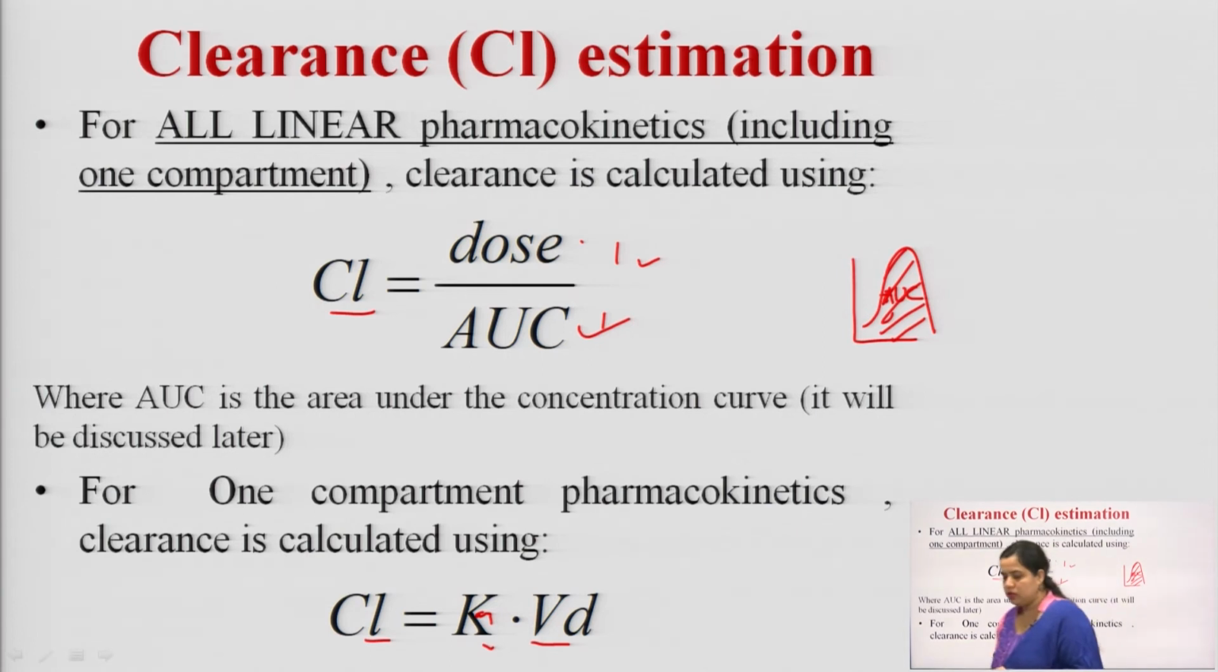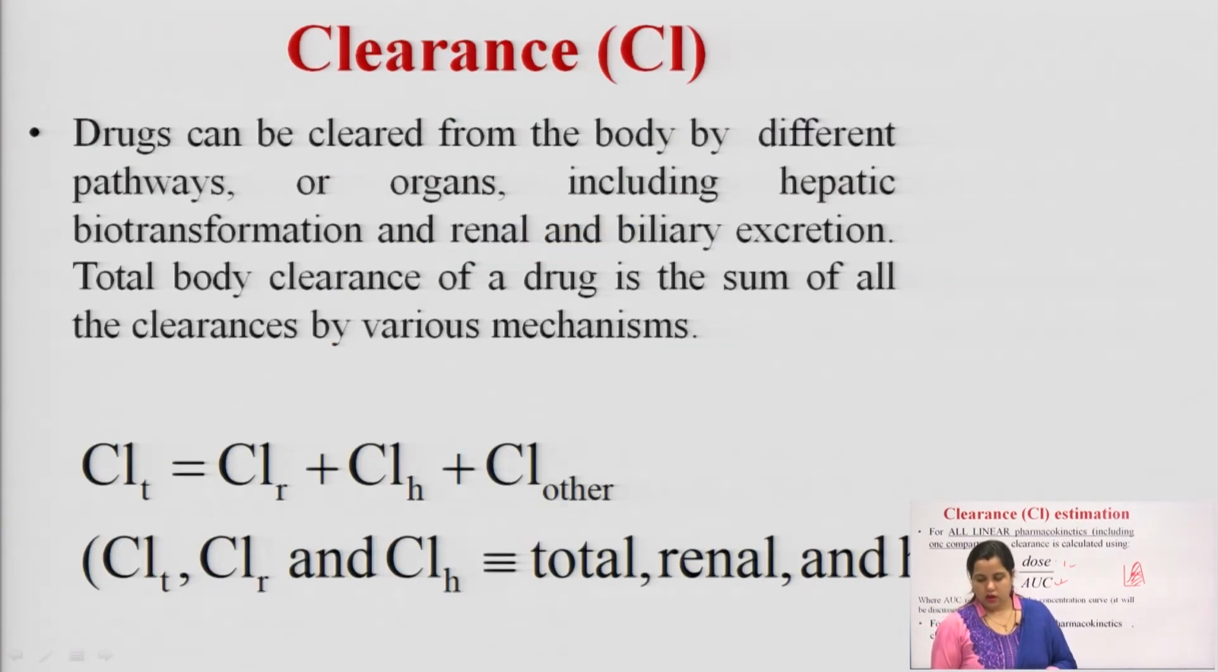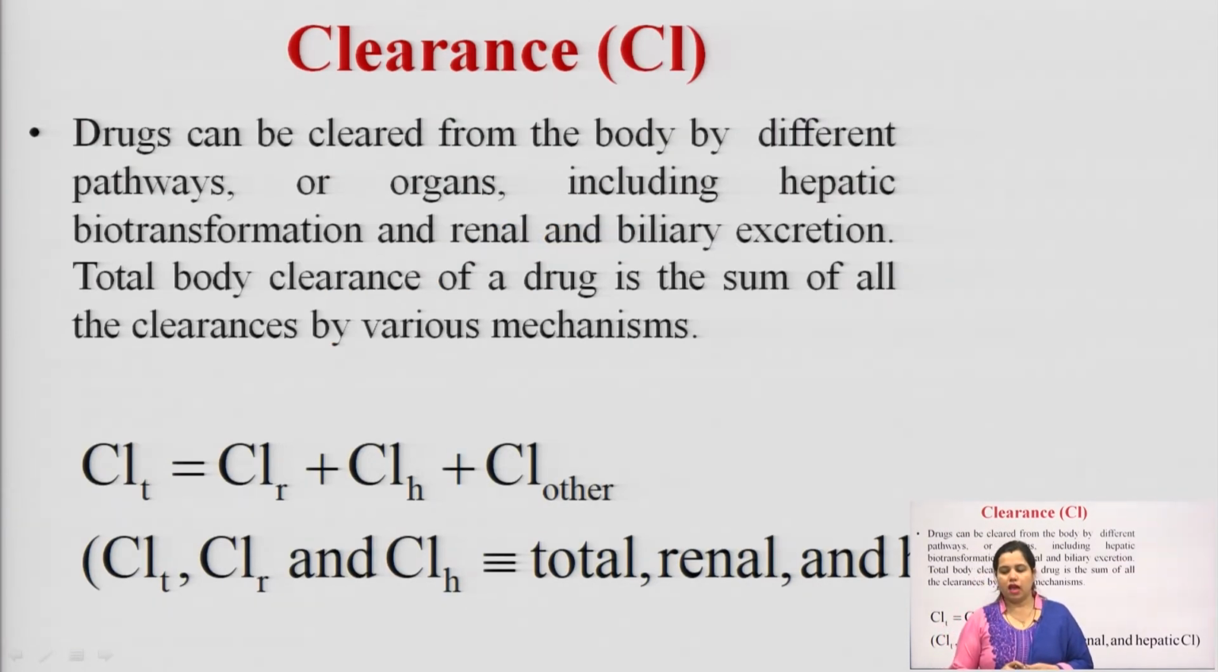So, K is your elimination rate constant and Vd is your volume of distribution, right. Drugs can be cleared from the body by different pathways or organs, including hepatic biotransformation and renal and biliary excretion. So, you must remember all those pharmacokinetic processes like absorption, distribution, metabolism and excretion.